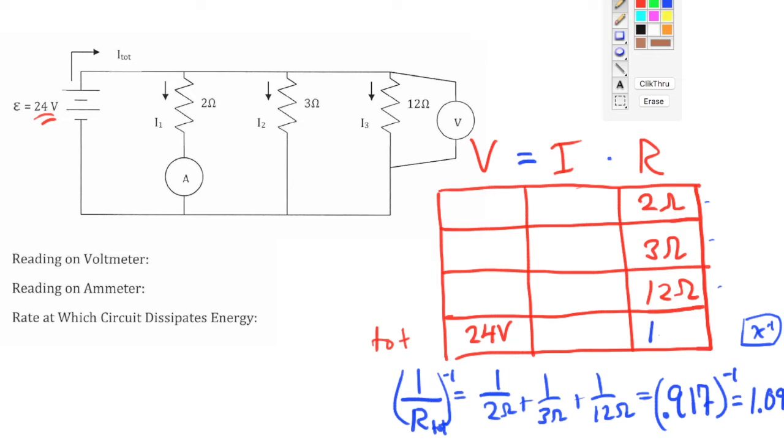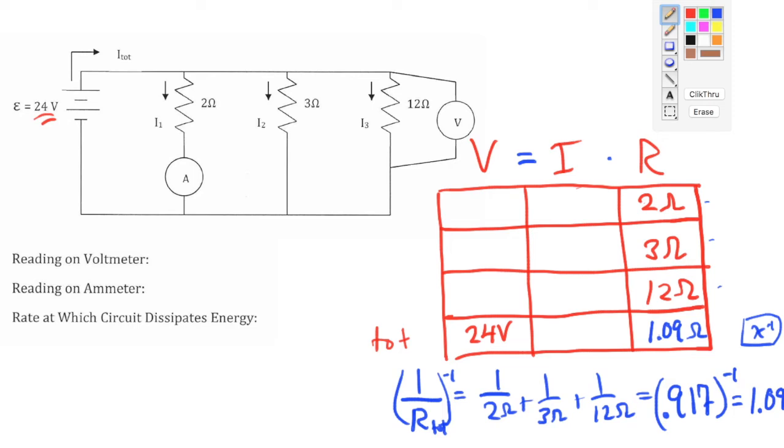And that means the total resistance for this circuit is 1.09 ohms. I want you to notice an unusual feature here, and this is a big part of parallel circuits. This resistance, the total resistance for our circuit, is less than any of the individual branch resistances. So when we have a parallel circuit, when we add more resistors, when we add more branches, we actually get less resistance.